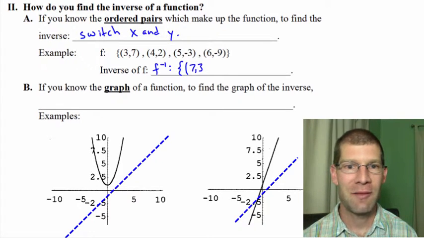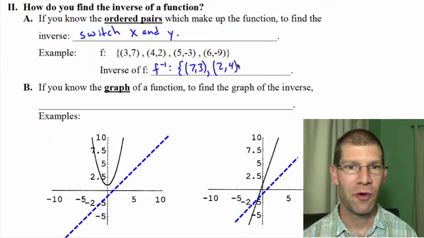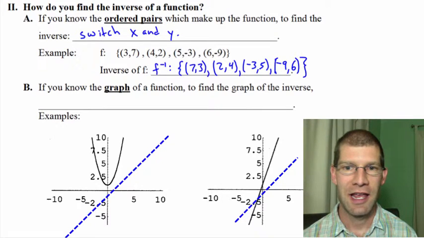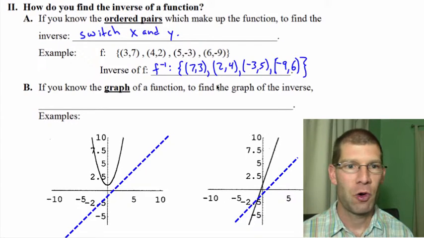Now if you notice, I'm not changing whether they're positive or negative, I'm just switching x and y. That's the most common mistake, people change the sign on them. But (4, 2) becomes (2, 4), (5, -3) becomes (-3, 5), and (6, -9) becomes (-9, 6), and I end my curly brackets. So that's how you get the inverse of ordered pairs.